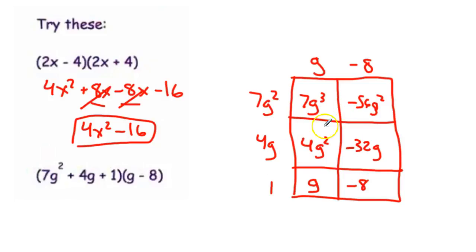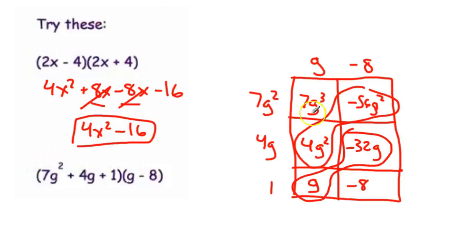So now it's time to combine like terms, and if you remember, this box method makes combining like terms pretty handy. I just circle them up like that. So if I start in standard form, highest exponent first, that's the 7g cubed. Next, I've got g squared: negative 56g squared plus 4g squared. That's negative 52g squared. g and minus 32g, that'll be negative 31g. And lastly, negative 8 is by itself.